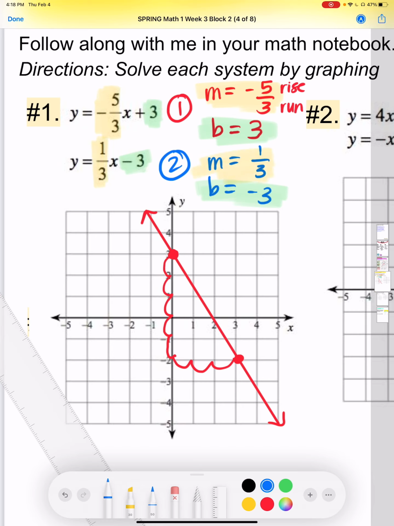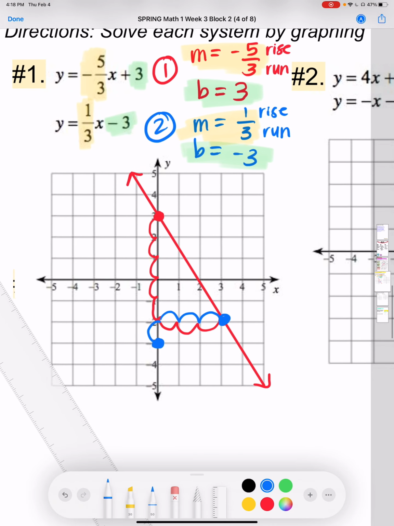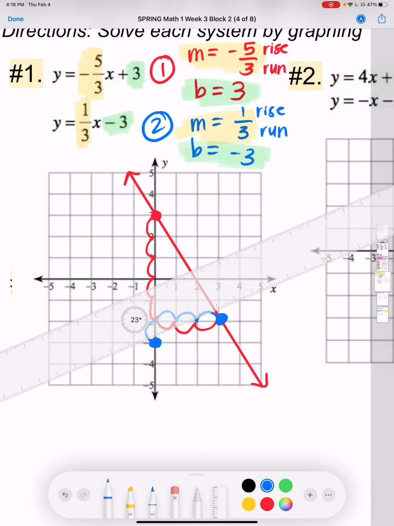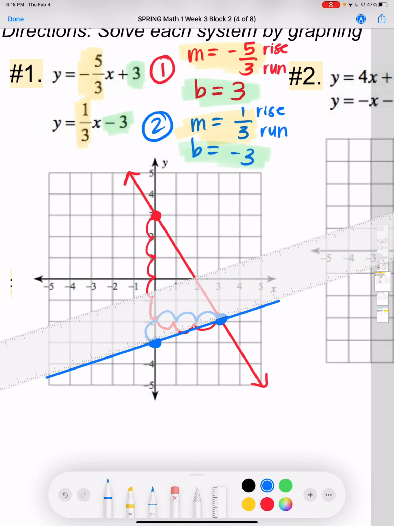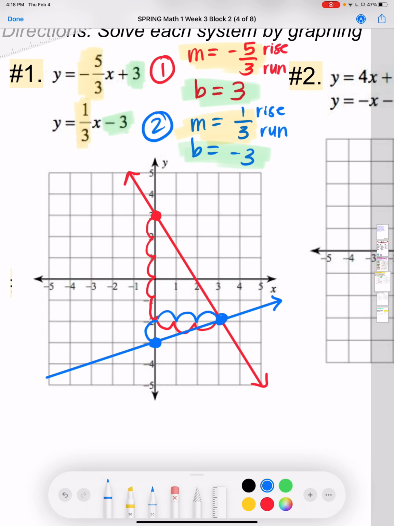Okay, and the same thing, my slope is my rise over run. I'm going to start off with my y-intercept. So I'm down at -3, and my slope tells me to move up 1 and over 3. 1, 2, 3. And look at that, they actually are going to cross there. So let me go ahead and connect this using my straight edge. All right, so that's my second line.